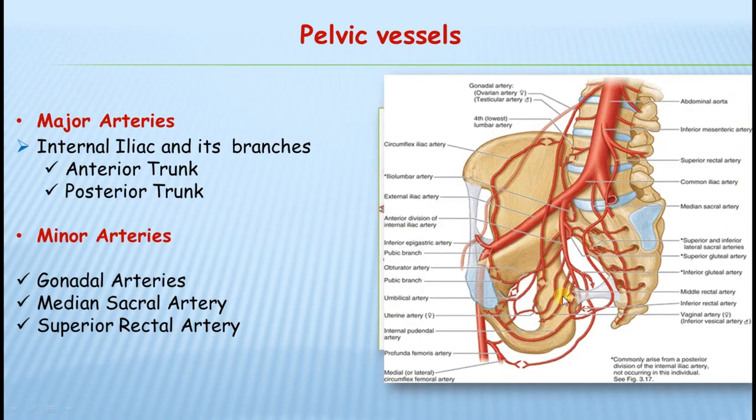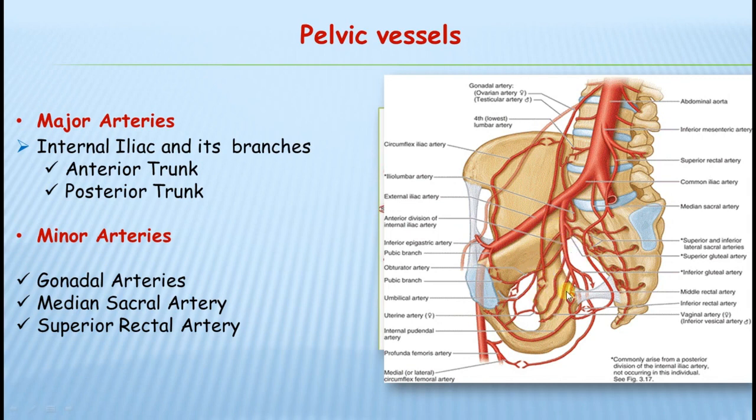So these are the branches which you are able to see here. The abdominal aorta divides into the two common iliac arteries at the level of the L4 vertebra. The two common iliac arteries divide into the external iliac artery and the internal iliac artery. The external iliac artery passes behind the inguinal ligament, and it gives rise to the blood vessels of the lower limb. The internal iliac artery divides into an anterior trunk and a posterior trunk.